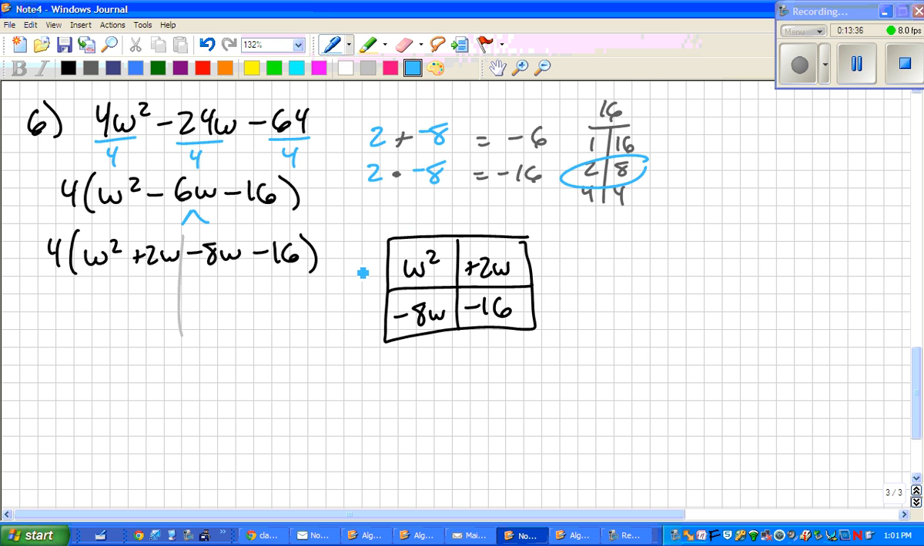Okay, the GCF of the top is a w, and of the bottom, it's a negative 8. The GCF of the left side is a w, and the GCF of the right is a positive 2. Okay, so when we're done with that, we get 4, w plus 2, w minus 8.